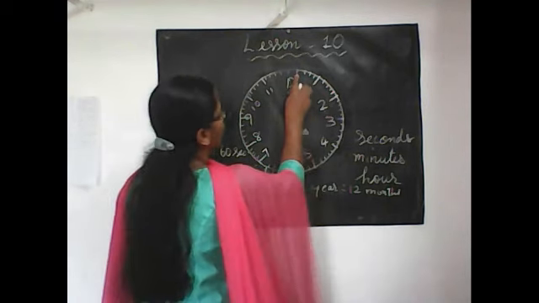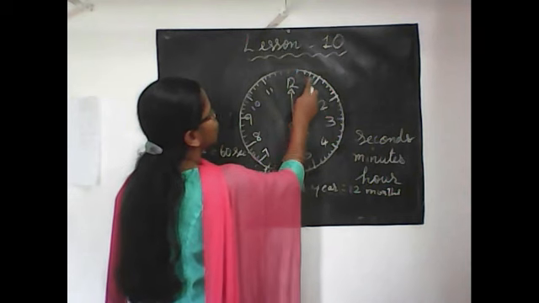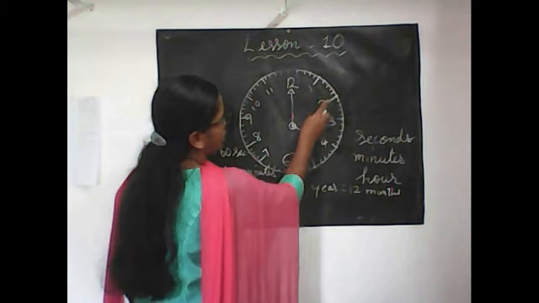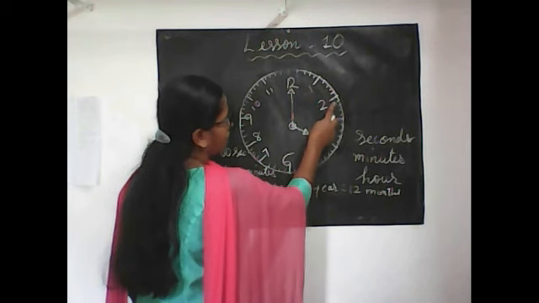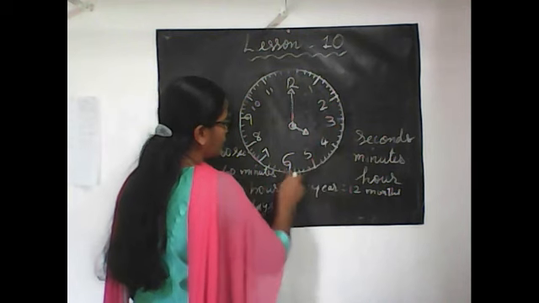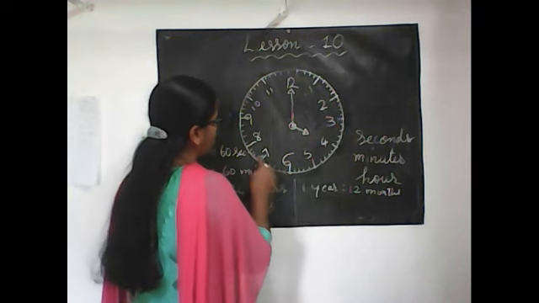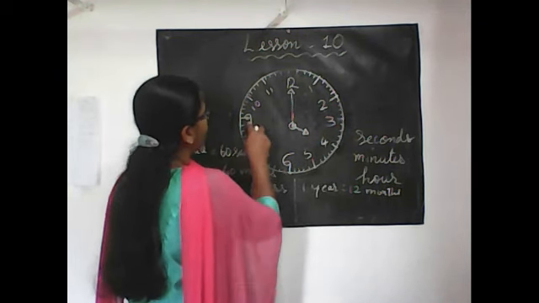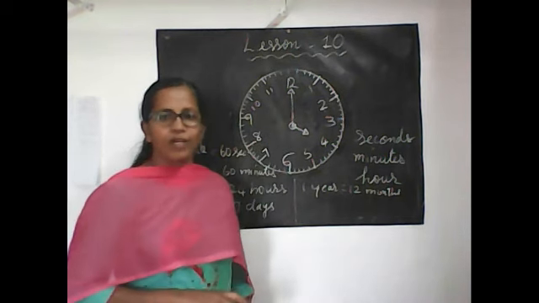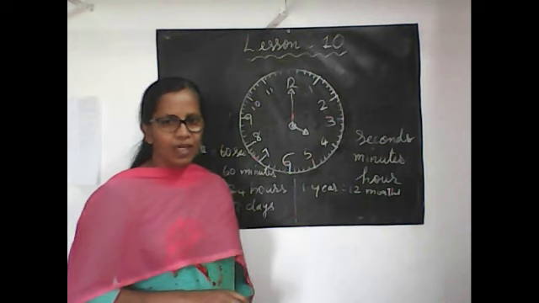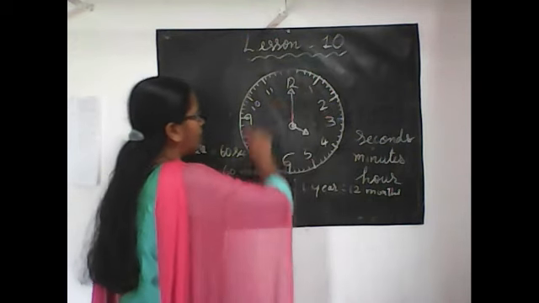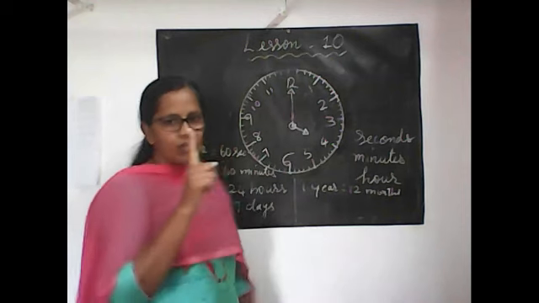From here, 1 minute, 2 minutes, 3 minutes, 4 minutes, 5 minutes, 6 minutes, 7 minutes, 8, 9, 10 minutes. Then again like that, 11, 12, 13, 14, 15 minutes. Like that it comes to 30 minutes, 35 minutes, 40, 45, 50, 55, 60. Then 1 hour is over. So when the minute hand moves once around the clock, 1 hour will be over.